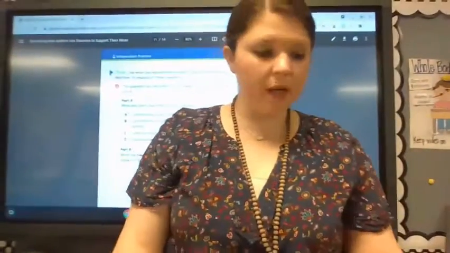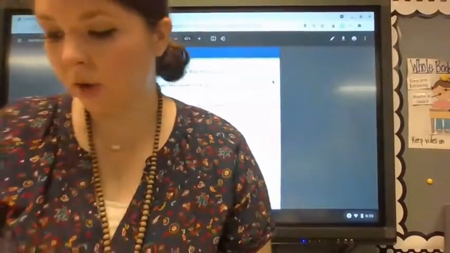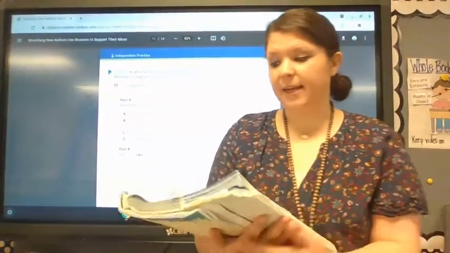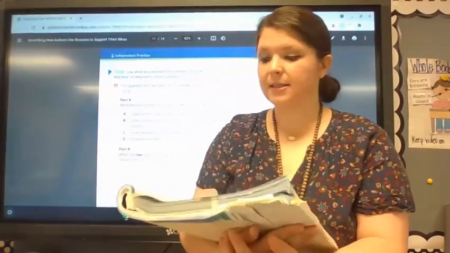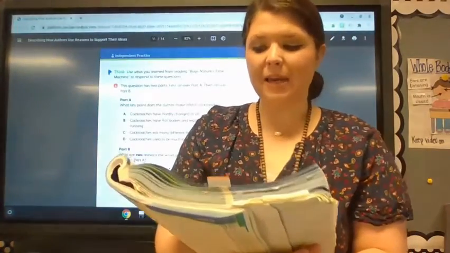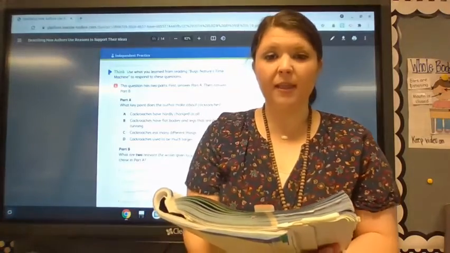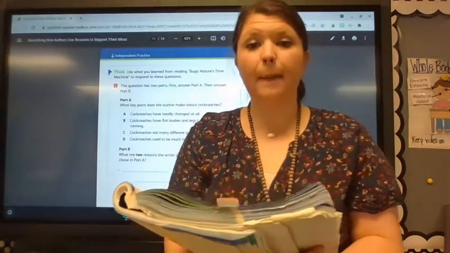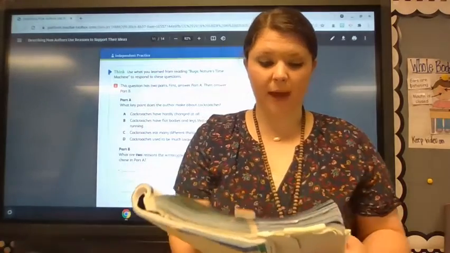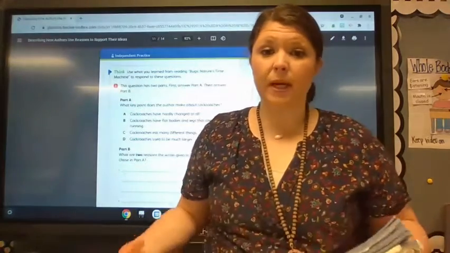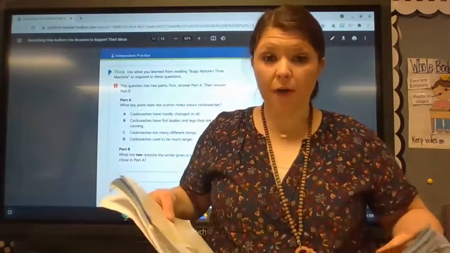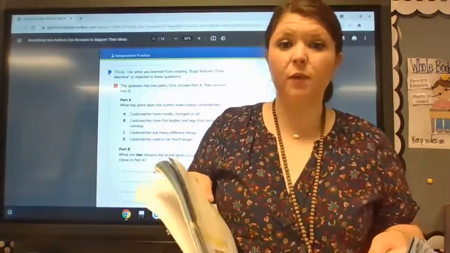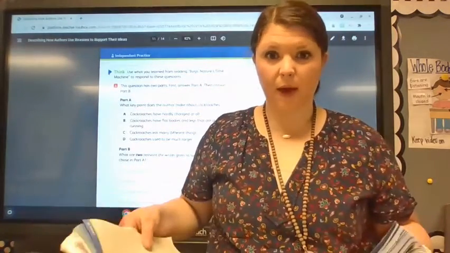All right, so in our Ready Reading book, we are on page 318. This text is titled Bugs, Nature's Time Machine. This is an article. It's giving us real true facts about bugs, okay? Now, as we're reading through, I want you to think about what the author's key point is and what reasons the author gives to explain those key points, okay?